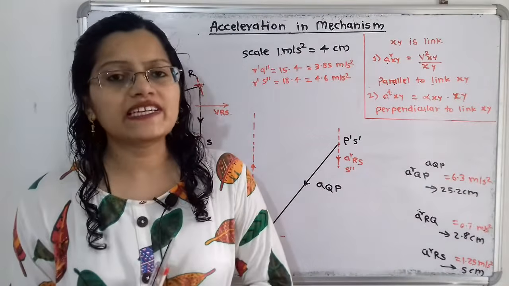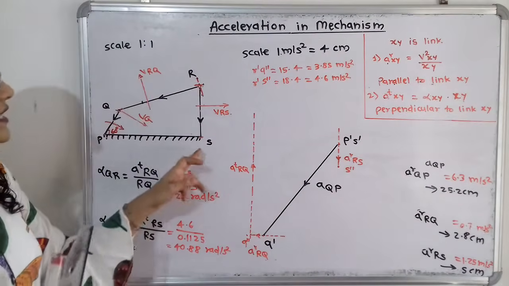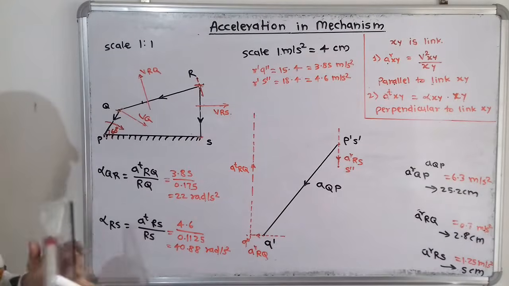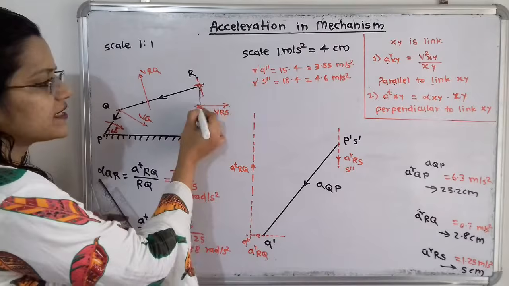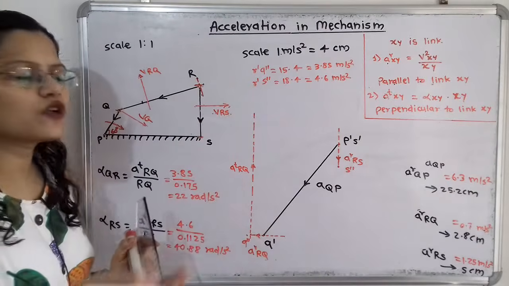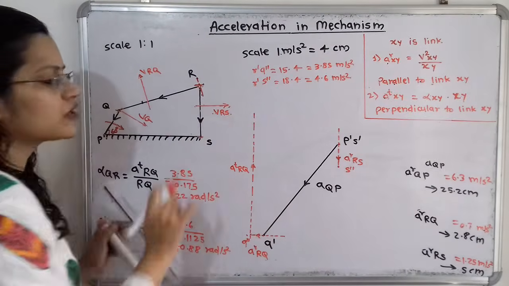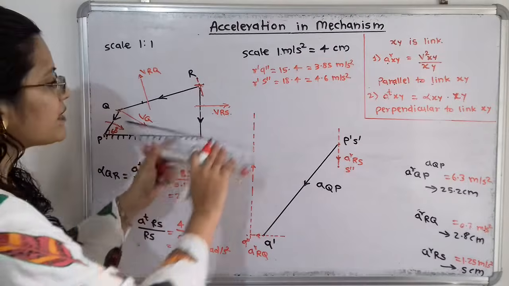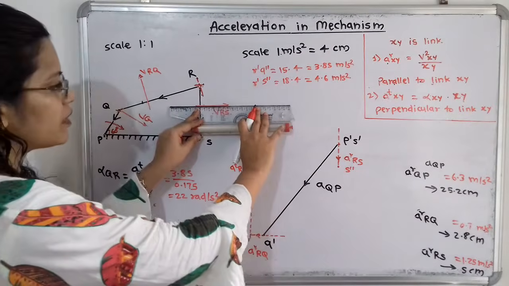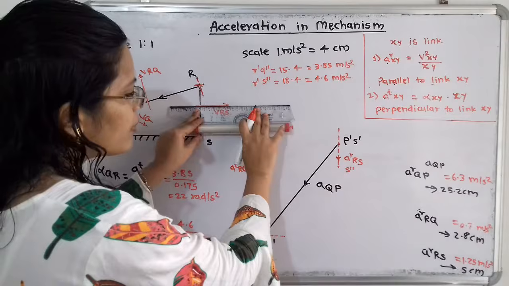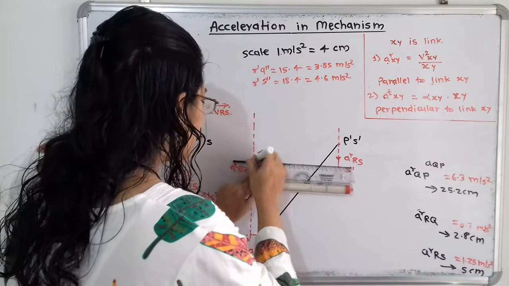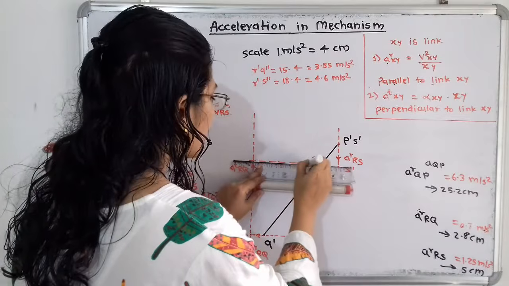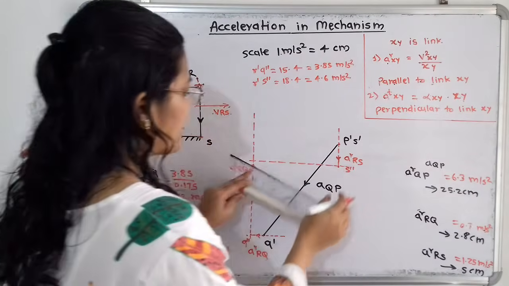Now we will move on to the tangential component for this link RS. Here we have to take one perpendicular line. This VRS indicates the perpendicular line, because we know that the linear velocity is perpendicular to this link RS. So I will take the line parallel to this velocity and draw one horizontal line passing through this point S double dash. If I draw this line on both sides, then what is happening here?